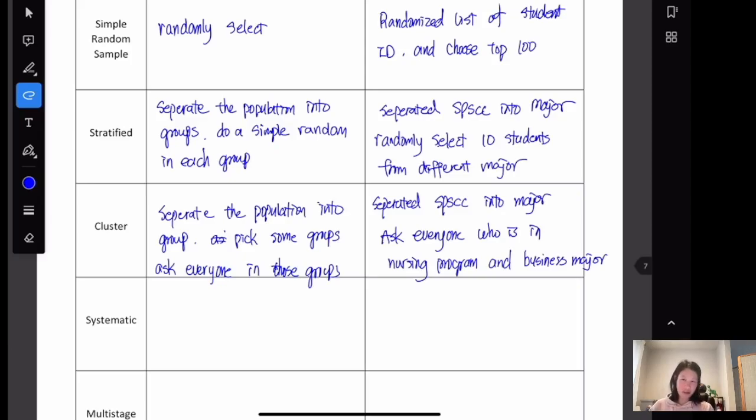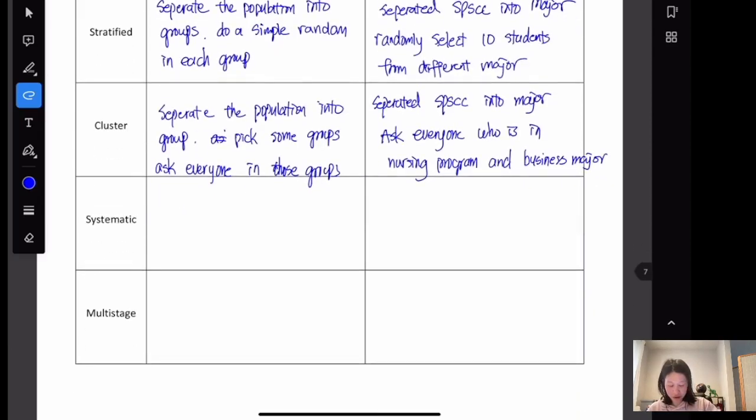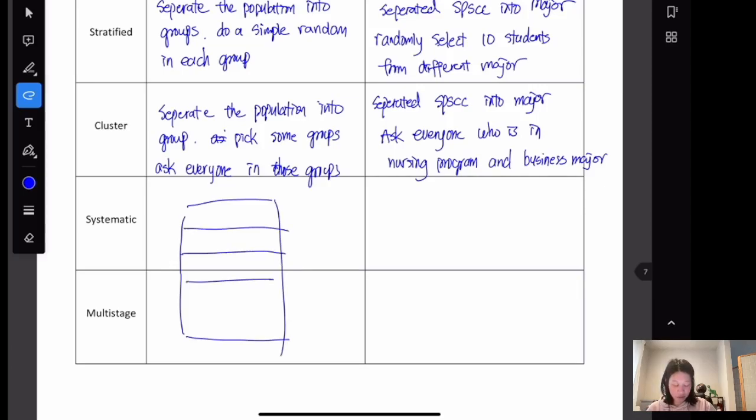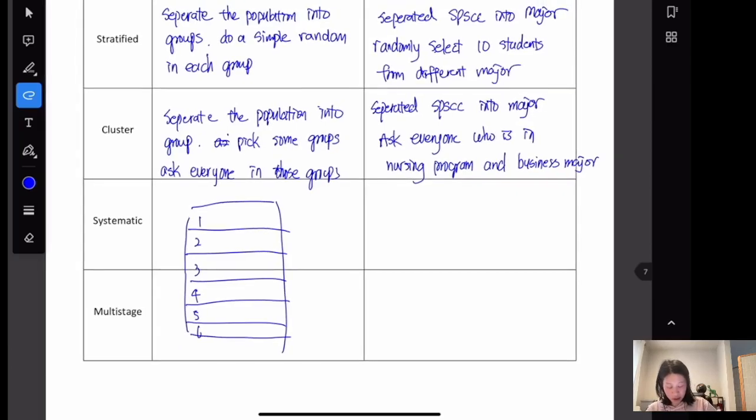Okay, to separate stratified and cluster, I'm going to draw a small diagram. In stratified, this is the whole population. I'm going to separate people into different groups. So here I separate into 1, 2, 3, 4, 5, 6 groups. And then in each group, I'm going to pick 3 persons. So here is the stratified.